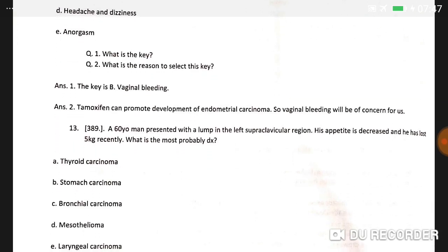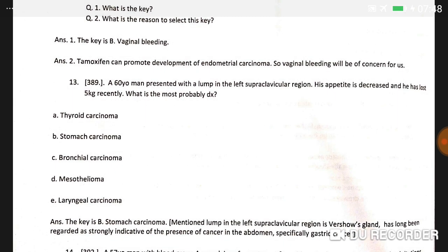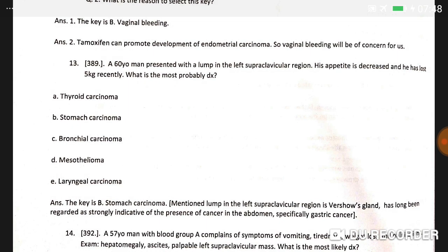Now, a 60-year-old man presents with a lump in the left supraclavicular region. His appetite is decreased and he has lost 5 kg recently. What is the probable diagnosis? This is a case of stomach carcinoma. A lump in the left supraclavicular region, the Virchow gland, has long been regarded as strongly indicative of the presence of cancer in the abdomen, specifically gastric cancer.